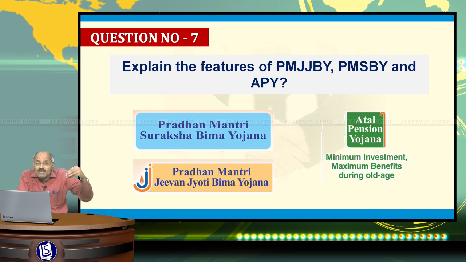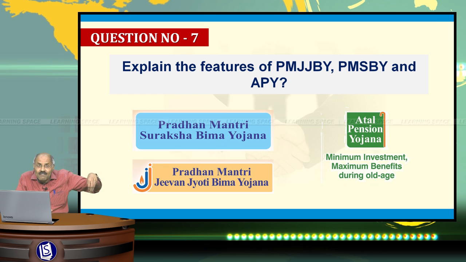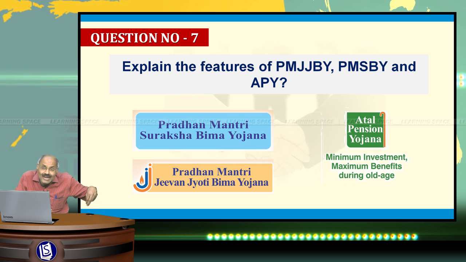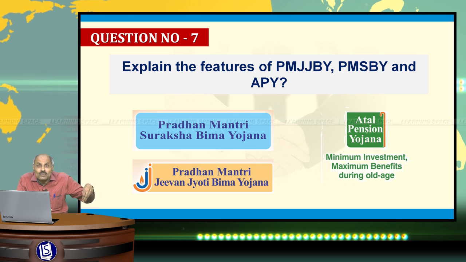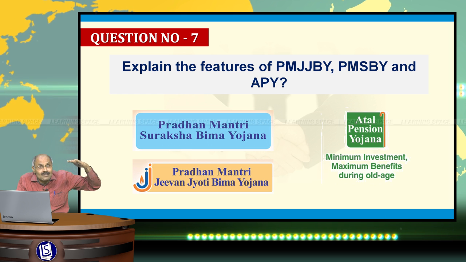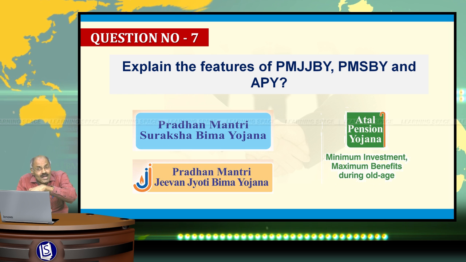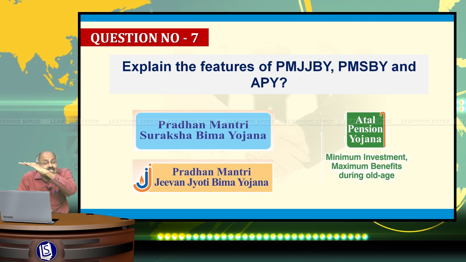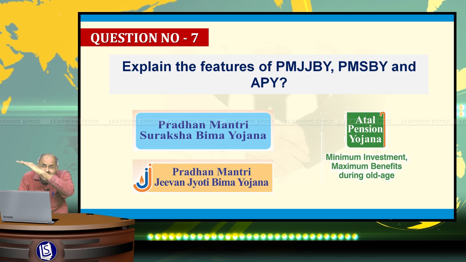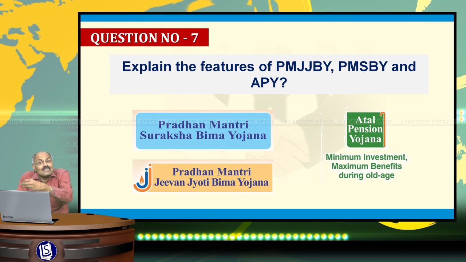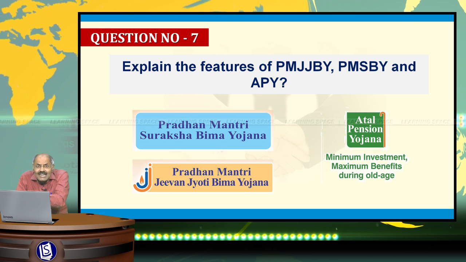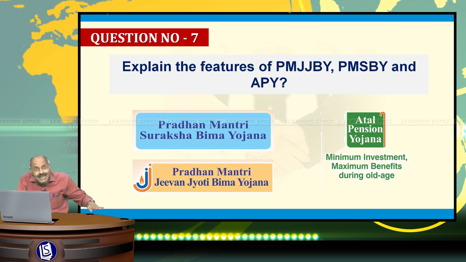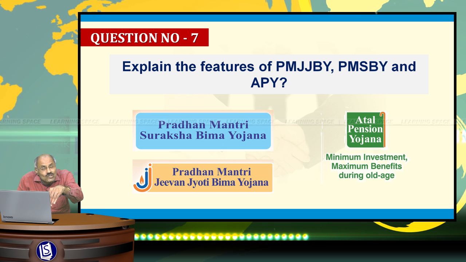Explain the features of Pradhan Mantri Jeevan Jyoti Bima Yojana, Pradhan Mantri Suraksha Bima Yojana and Atal Pension Yojana. The Pradhan Mantri Jeevan Jyoti Bima Yojana is giving insurance with just 330 rupees per annum. Life will be insured up to rupees 2 lakhs. And in Pradhan Mantri Suraksha Bima Yojana, with just 12 rupees premium per annum, accident insurance and permanent disability insurance will be covered up to rupees 2 lakh. And Atal Pension Yojana is basically to take care of the pension needs of the common man once he or she attains 60 years of age.